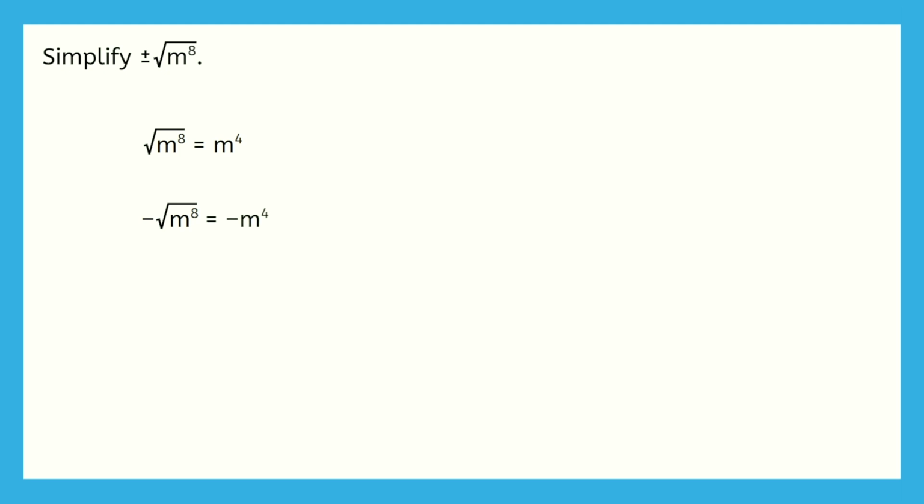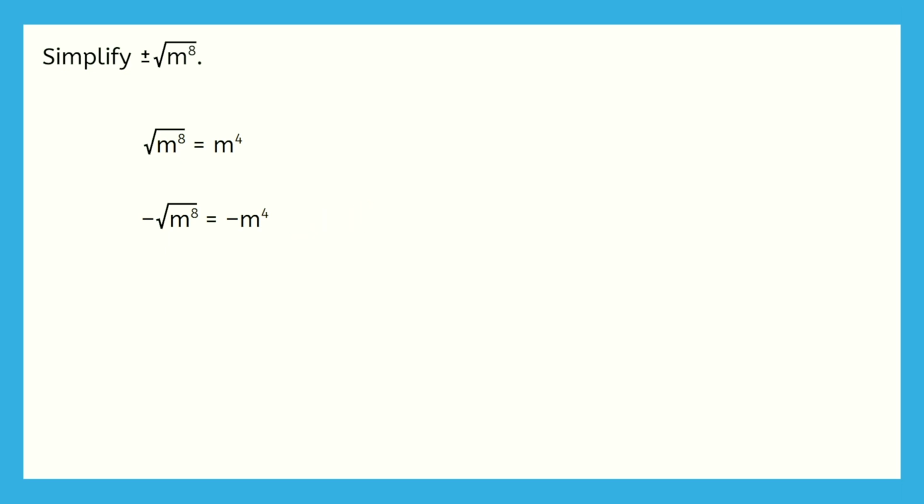Pay close attention to the notation here. This should be written without parentheses. If you write it with parentheses around negative m, it means the negative sign is raised to the 4th power too, which would make it positive.